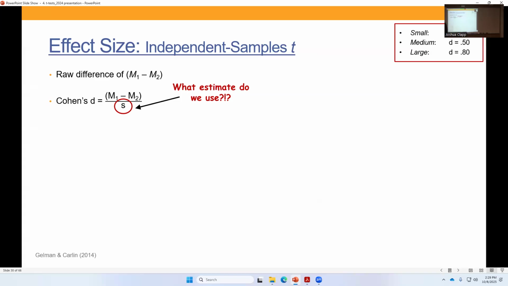Cohen would say it doesn't matter. Population, you're assuming that the population variance is going to be equal, so it doesn't matter which one you use. But from a practical standpoint, I'm going to be tempted to just pick the smaller one because it can give me a bigger effect size, right? And so what we need to do is think carefully about what we're using as our standardizer.